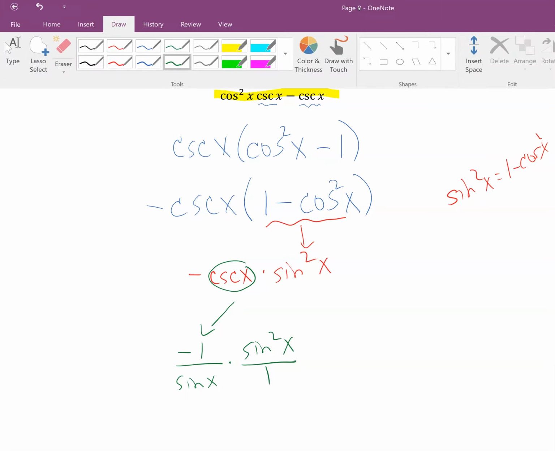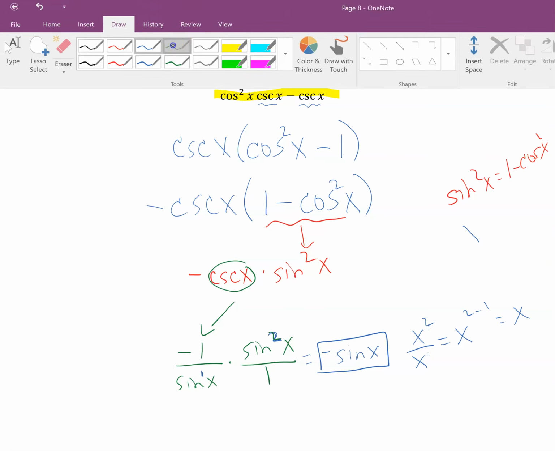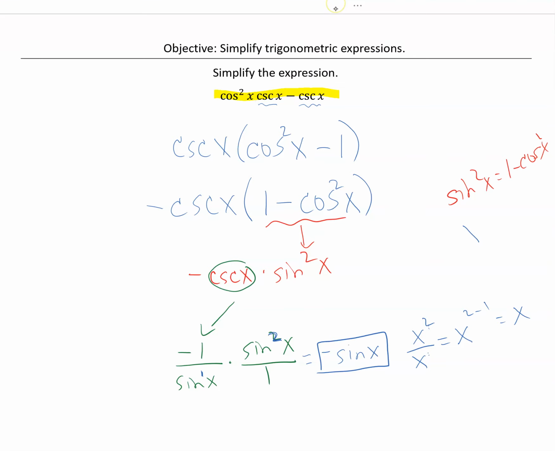And then what I'm looking at is this would be like reducing power. So I know that x squared over x, I'd subtract those exponents, and that would be just x. But again, the exponents are on the sine. So 2 minus 1 is 1, and that gives me then negative sine x as my simplified form. Now, there is another way it could go. It's a little longer, and we come up with exactly the same answer. So let me show you that, though.